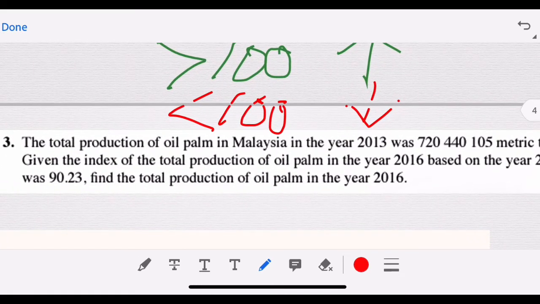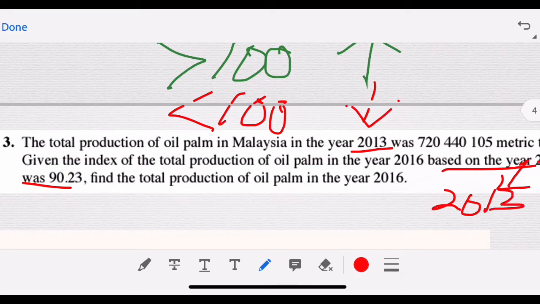Now the total production of oil palm in Malaysia in the year 2013 was 720,440,105 metric tons. Given the index of the total production of oil palm in the year 2016, based on the year 2013, it was 90.5. 2013, this is 2013, yeah? Not so clear, sorry for that.